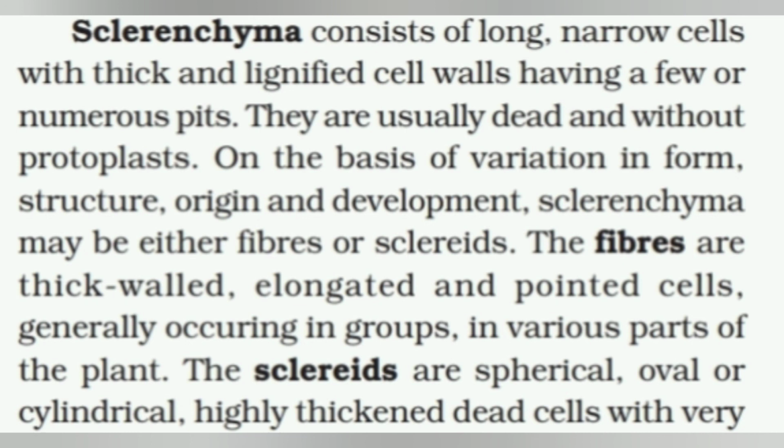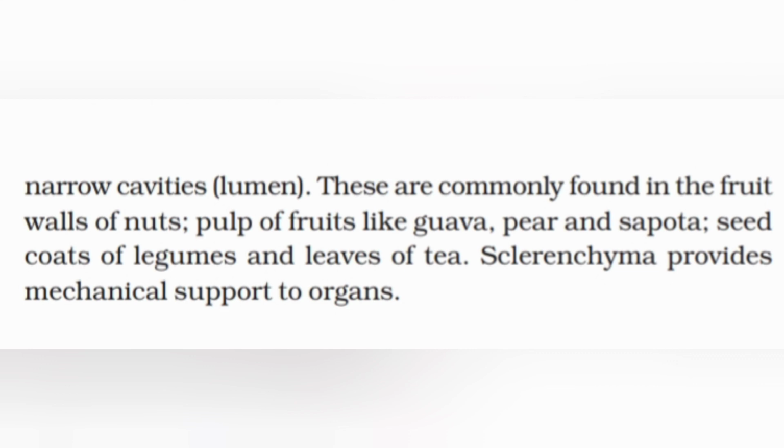The fibers are thick-walled, elongated and pointed cells, generally occurring in groups in various parts of the plant. The sclerids are spherical, oval or cylindrical, highly thickened dead cells with very narrow cavities called lumen. These are commonly found in the fruit walls of nut, pulp of fruits like guava, pear and sapota, seed coats of legumes and leaves of tea.